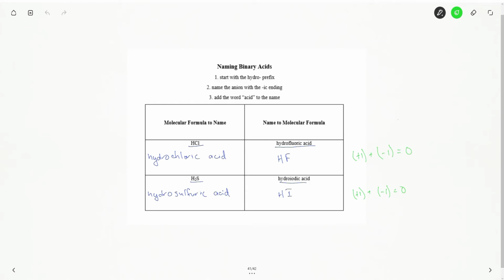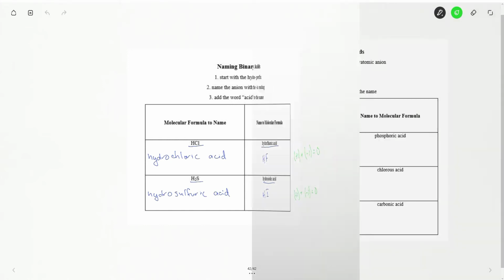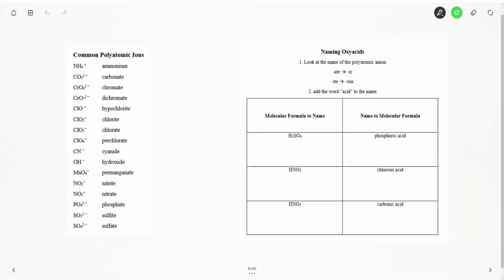Okay, now let's tackle our oxyacids. So if I switch pages and let me switch back to my blue. Oxyacids obviously are acids that contain oxygen in them, and they do have a different set of names. So let's take a look at our rules here for our oxyacids.